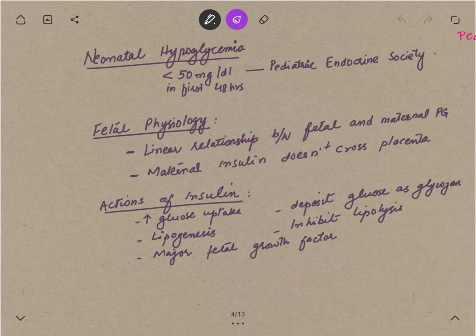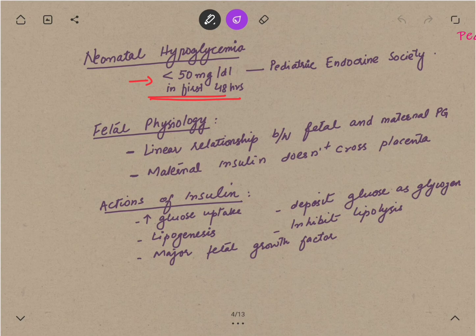What is hypoglycemia? There has been a debate about the cutoff value, but the latest American Endocrine Society recommends less than 50 milligram per deciliter in any neonate, regardless of risk factors. Regardless of risk factors, less than 50 milligram per deciliter in the first 48 hours is hypoglycemia.